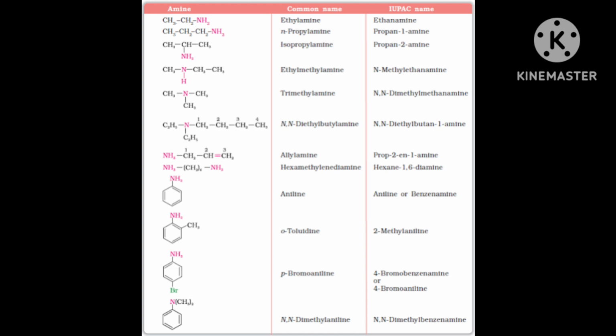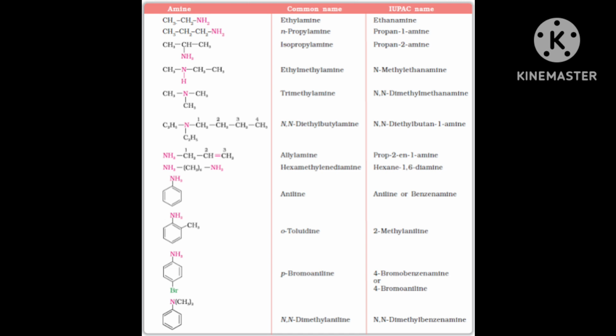While naming aryl amines according to the IUPAC system, the suffix E of arene is replaced by amine. Remember this in the IUPAC system, while naming aryl amines. Thus, in the IUPAC system, C6H5NH2 is named benzenamine, complete name, benzene amine.